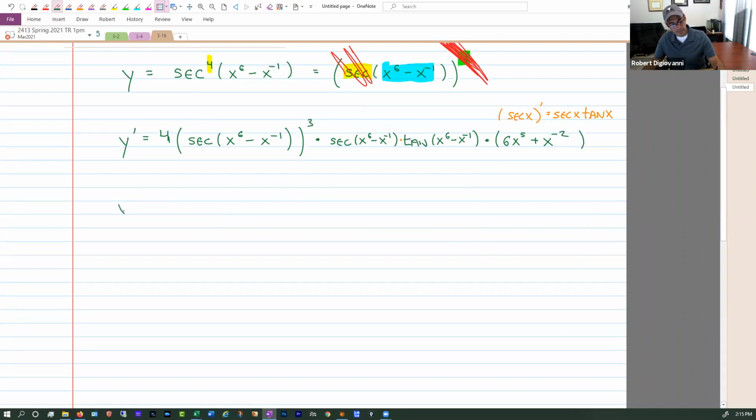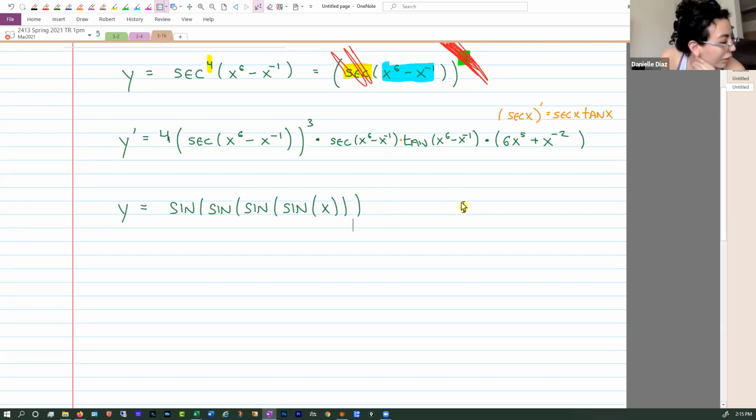How about this one? y equals sine of sine of sine of sine of x. What's the derivative? It's going to be a pain. Hold on. Let me give you all a minute or two to see if you can figure it out on your own, and then we'll start talking about it.